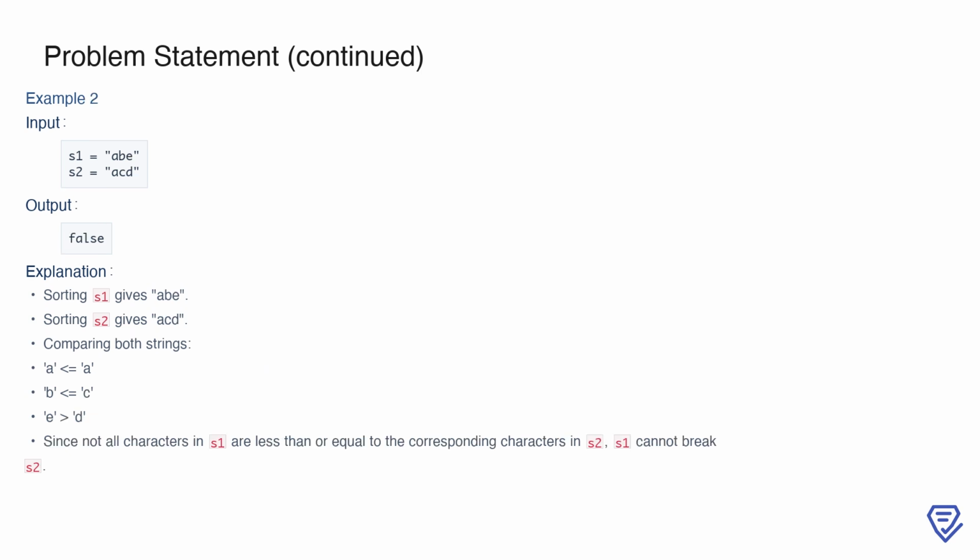Now for the second example, consider S1 as ABE and S2 as ACD. Sorting S1 results in ABE, and sorting S2 gives ACD. Comparing the characters at each index, we see that at index 0, A is less than or equal to A. At index 1, B is less than or equal to C. However, at index 2, E is greater than D. This means that not all characters in S1 are less than or equal to the corresponding characters in S2. So, S1 cannot break S2.